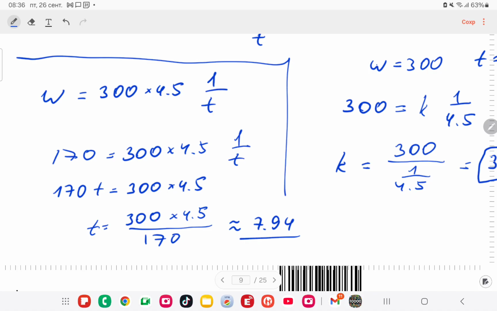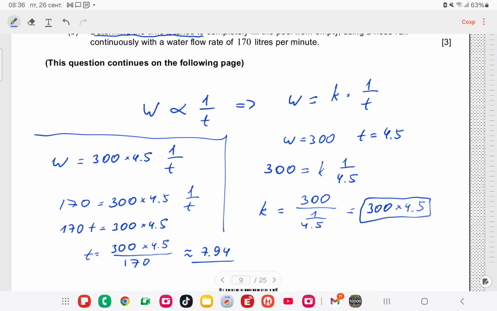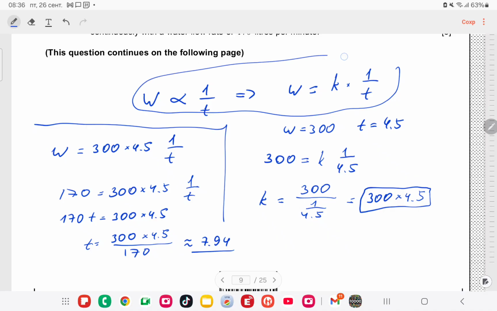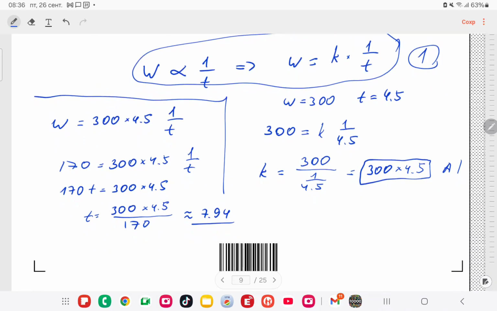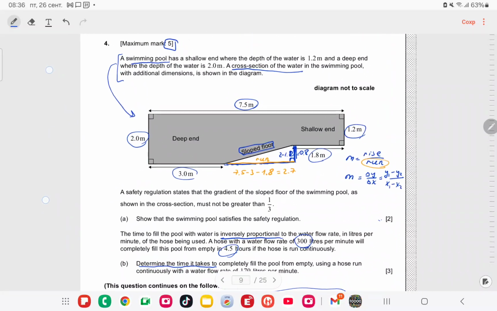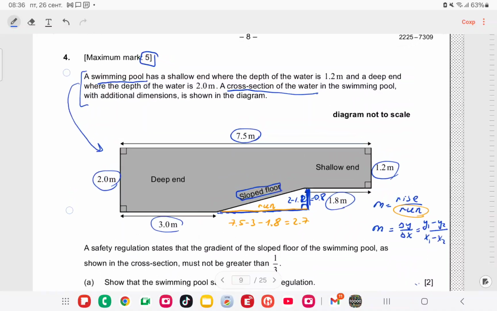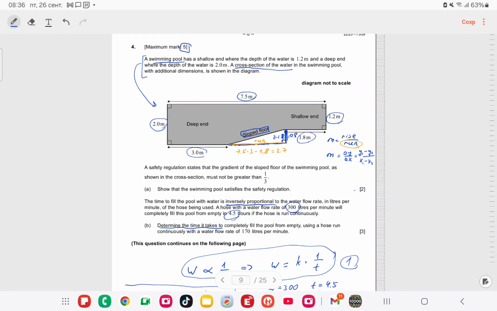Okay, done. We have 3 marks. The first mark is for method, so if you wrote this row, you will get one mark. If you found the coefficient K, it is another mark, A1 for answer, and the last mark for finding T is another A1. So that was question number 4 about inverse proportion and about the gradient formula. Let's move on to the next question. See you in the next video.